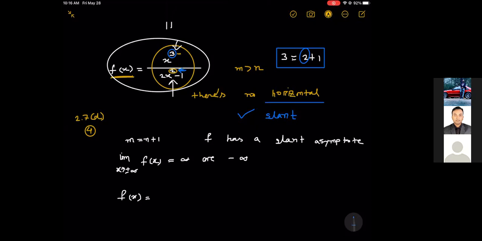Otherwise, we'll keep saying that there is no horizontal asymptote. That's what we can derive from the given function. That's information we can derive.